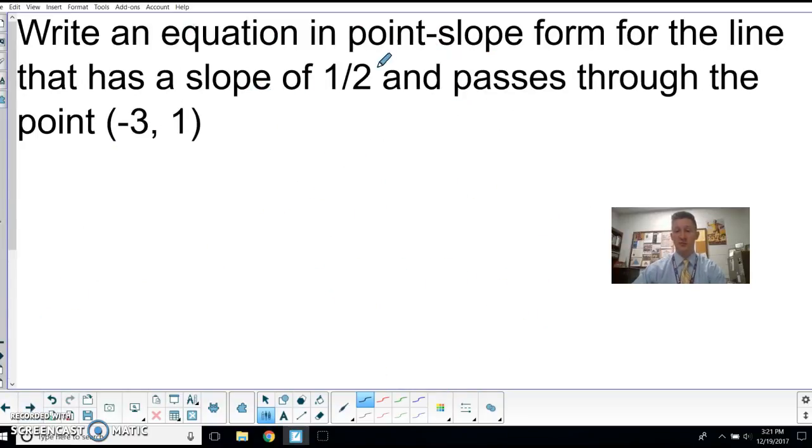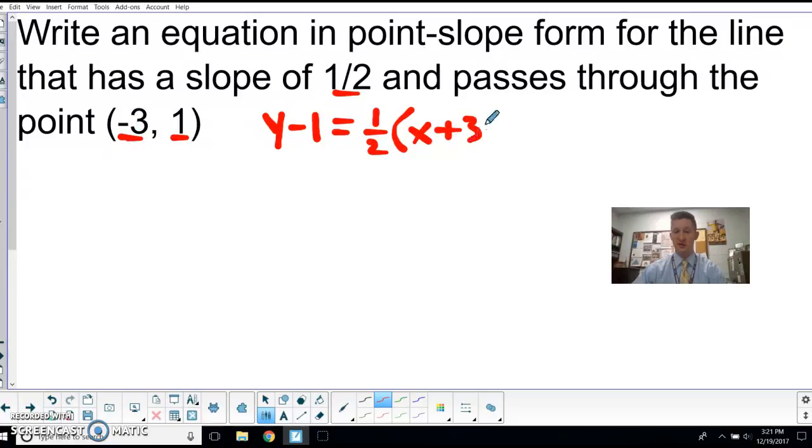So write an equation in point-slope form for the line that has a slope of 1/2 and passes through the point negative 3, 1. So again, same idea. y minus the y value, that's 1, is equal to m, the slope, which is 1/2, times x minus the x value. Now when I'm subtracting negative 3, subtracting a negative, that's going to turn into addition. It's going to be x plus 3. Now, that'd be point-slope form, I'd be done.